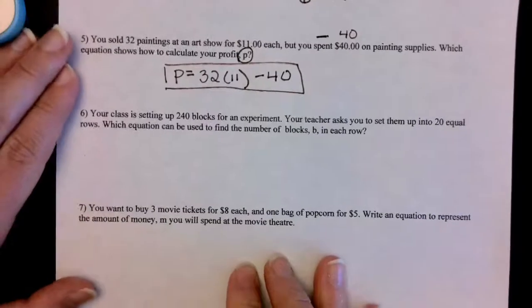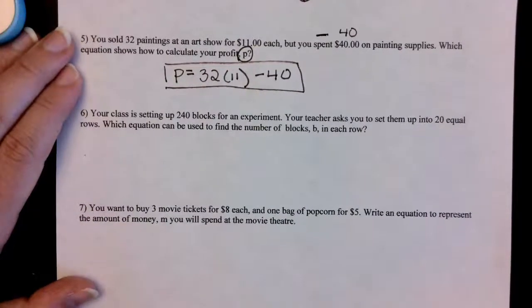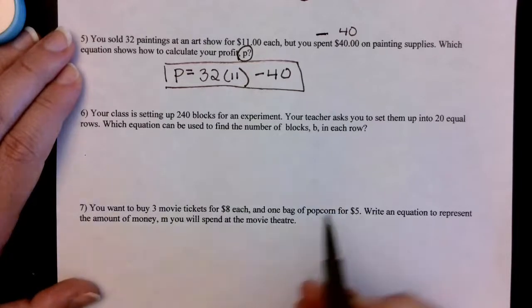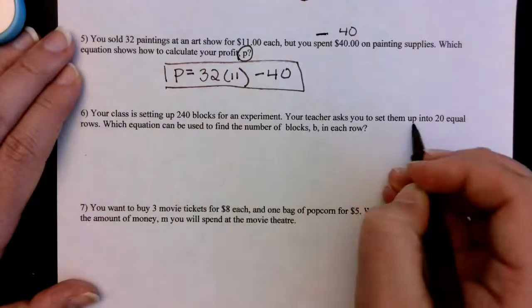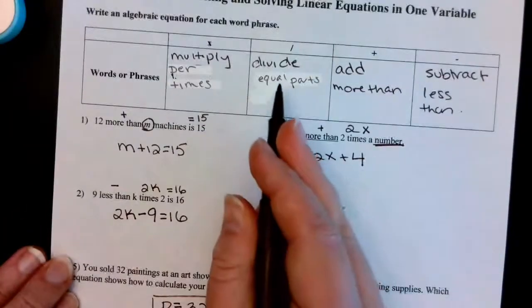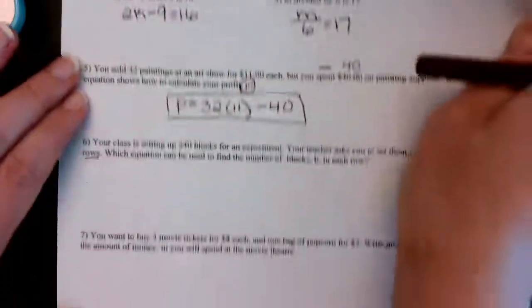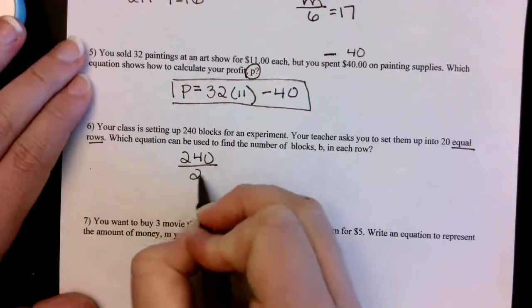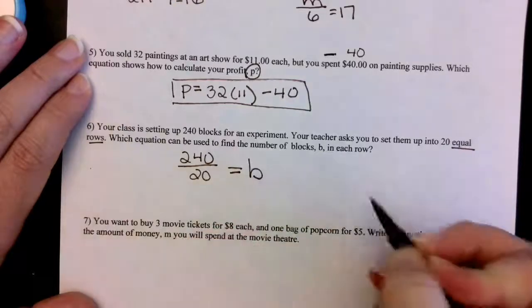In number 6, it says your class is setting up 240 blocks for an experiment. Your teacher asked you to set them up into 20 equal rows. Which equation can be used to find the number of blocks B in each row? So we want to set it up into equal rows, so equal parts, like up top here for division. So I want to divide 240 by 20 to get my B.